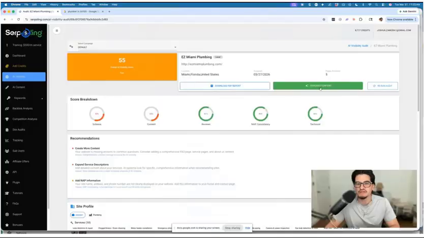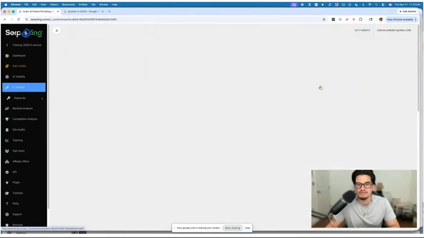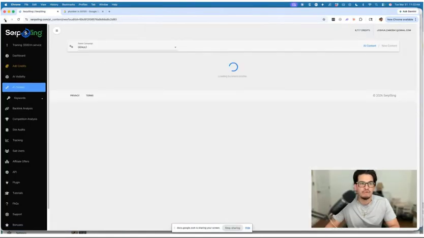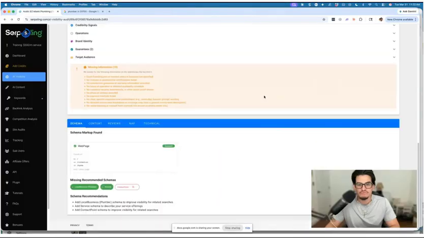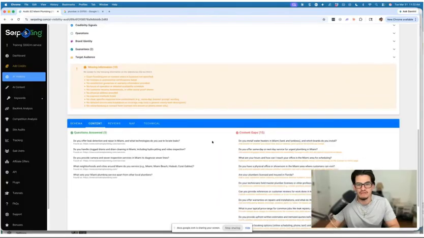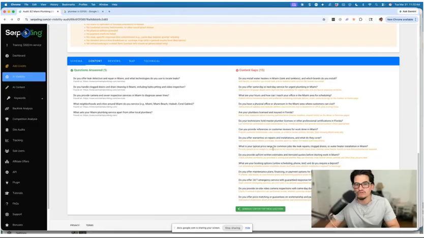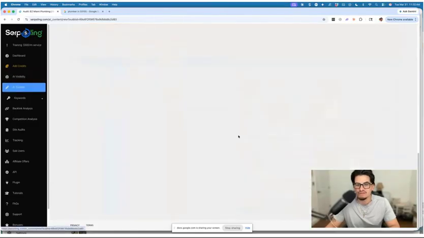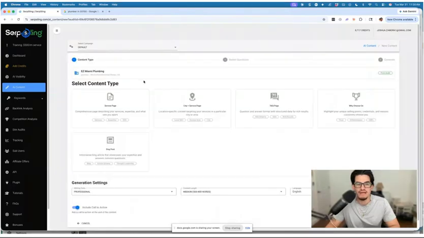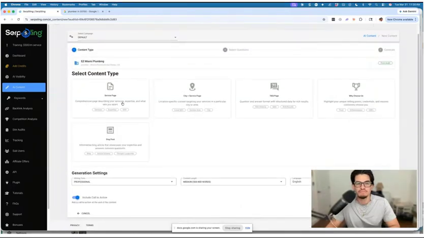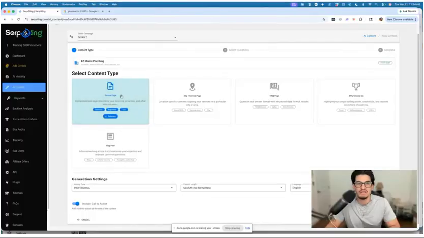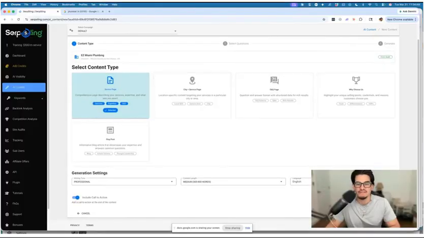You would simply come here and hit generate content, or if we go back, you can come specifically to the content tab here and start with the content gaps that it's identified that you can fill. Okay. Once you have this page open, you simply select the type of content that you want to generate. I'm going to hit service, and then I'm going to select the question here.